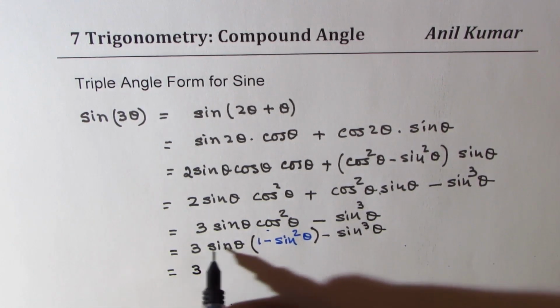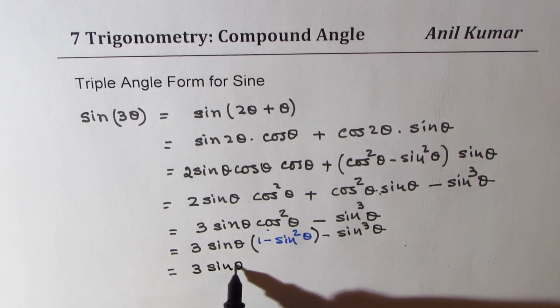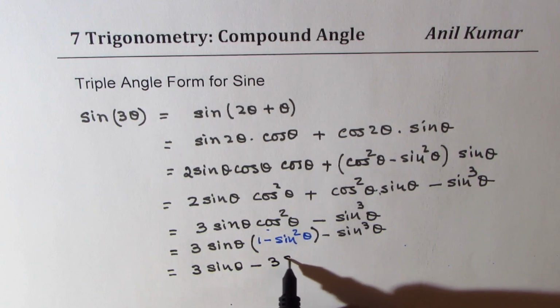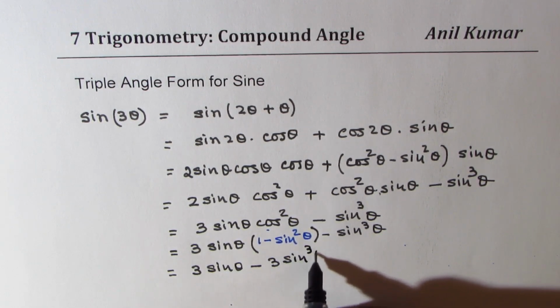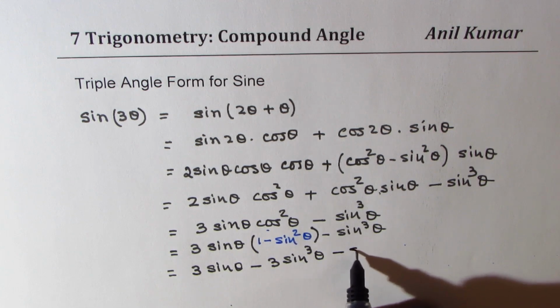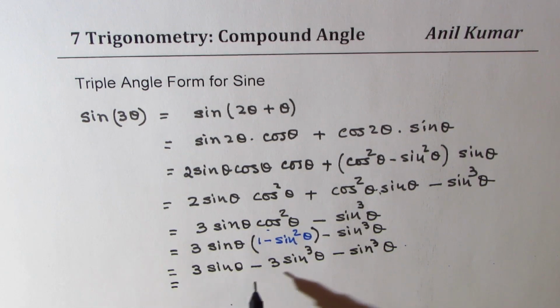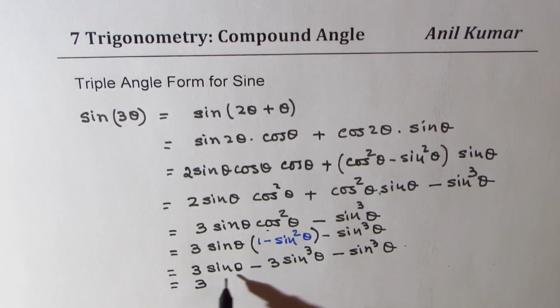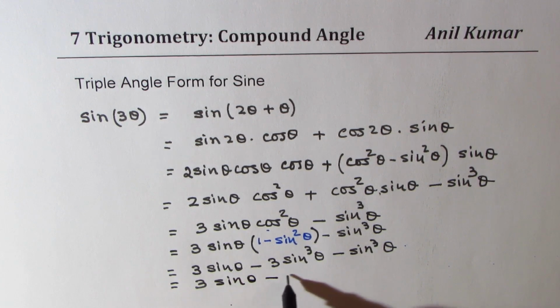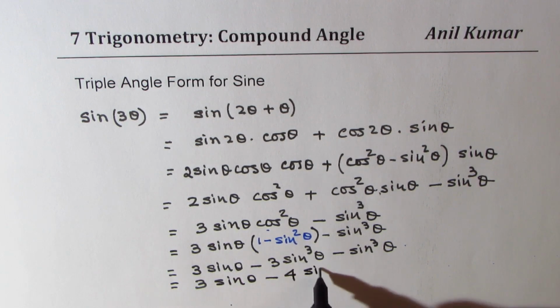So we get 3 sine theta minus 3 sine cube theta. We already have 1 minus sine cube theta. So that gives you another formula, which is 3 sine theta minus 4 sine cube theta. Do you see that?